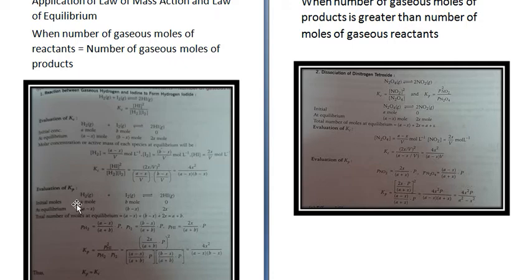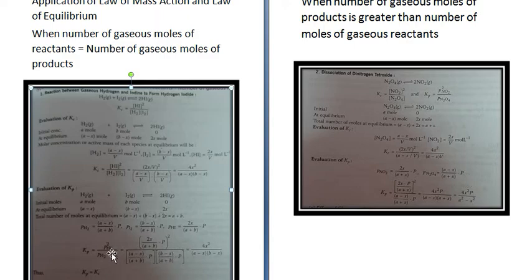Similarly, if you see Kp, now at equilibrium you know a minus x, b minus x and 2x. Now total number of moles at equilibrium is a minus x plus b minus x plus 2x, which will be equal to a plus b. So pressure of hydrogen will be a minus x divided by a plus b, into P. Pressure of iodine will be b minus x divided by a plus b, into P. And pressure of HI will be 2x divided by a plus b, into P.